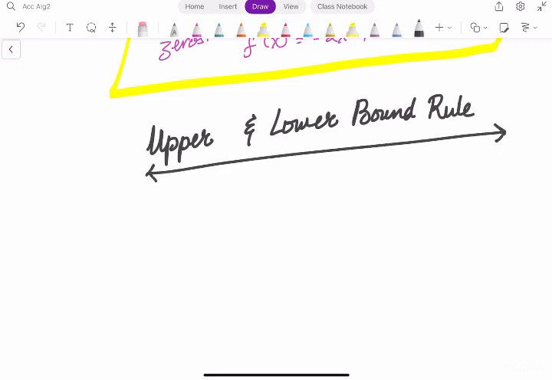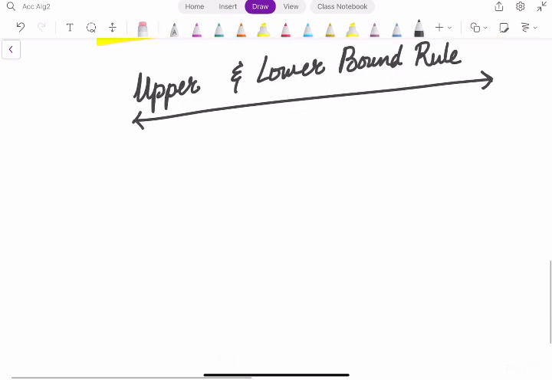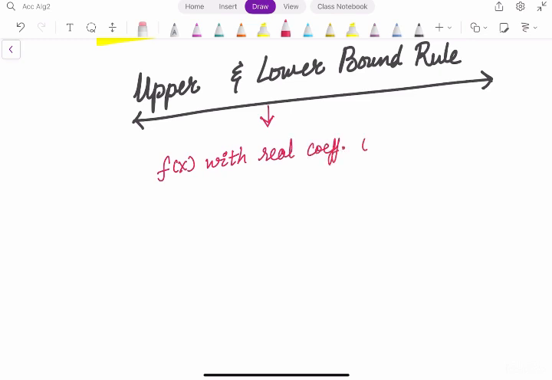So we are saying f of x with real coefficients. In this case we are talking about all of these real coefficients, not imaginary, right? And positive leading coefficient, and here f of x is a polynomial function.